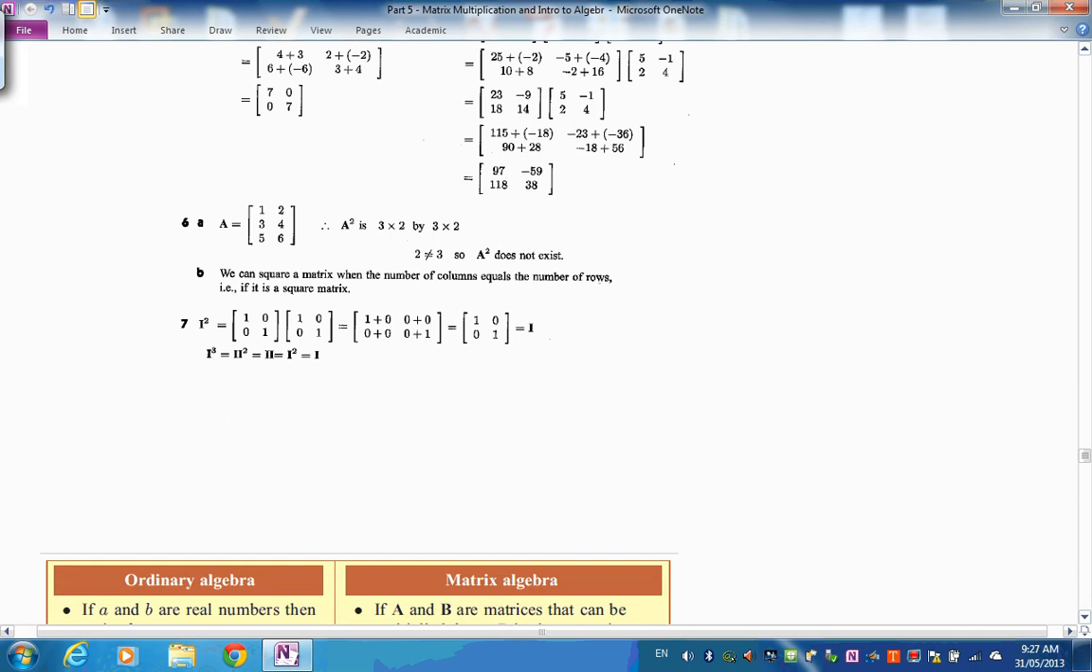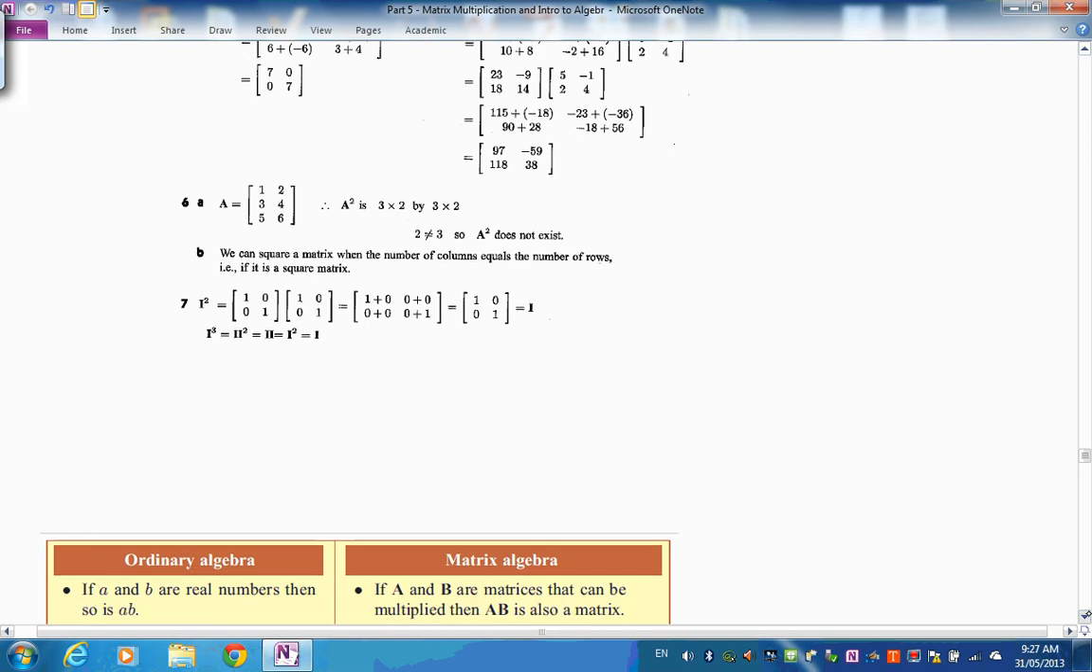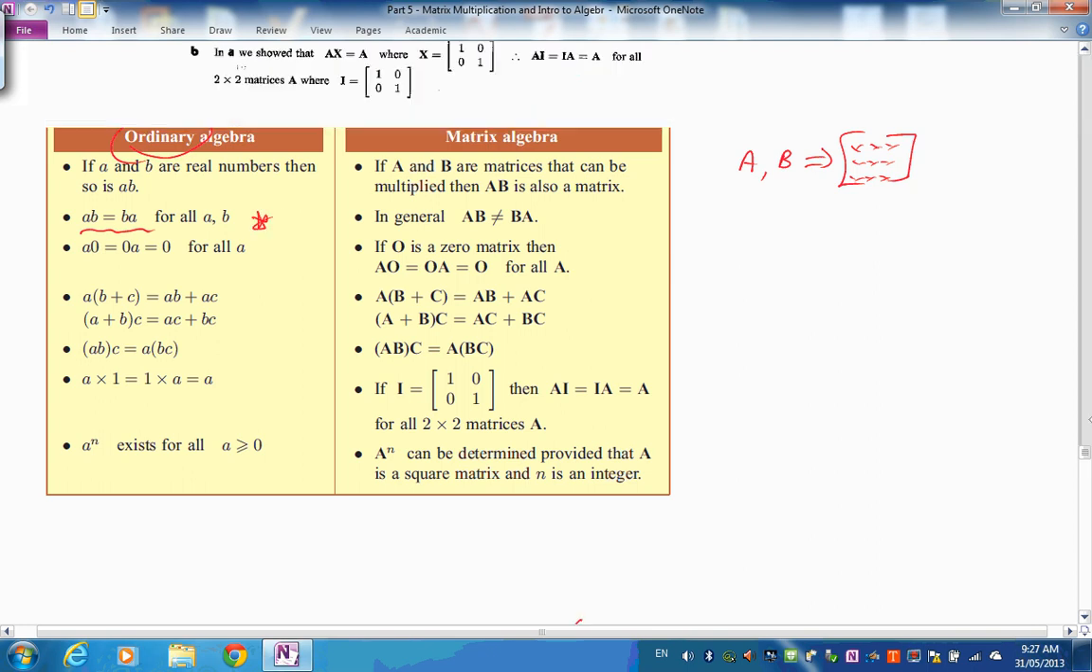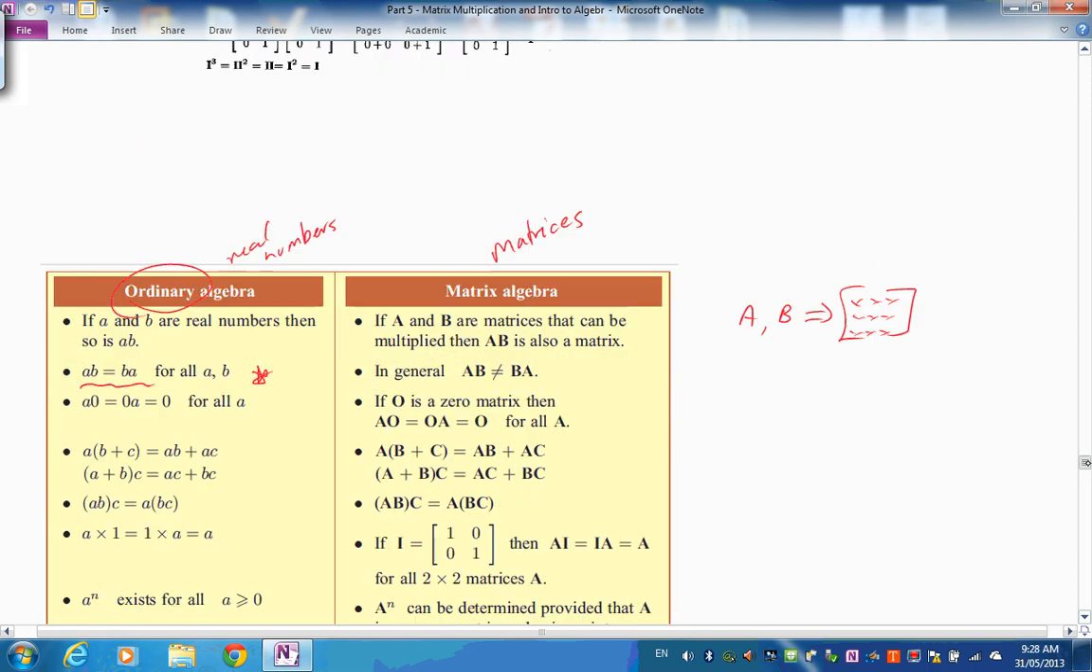Okay, I hope you're going well there. Let's move on and have a look now at comparing ordinary algebra, well, this is really the algebra with real numbers in the real number set, compared to algebra using matrices. Okay, so the symbols look similar, but just remember the bold letters now, A and B, imply arrays of numbers. We don't know how big they are, but we've got arrays of numbers. Whereas over here, these symbols just mean real numbers times together.